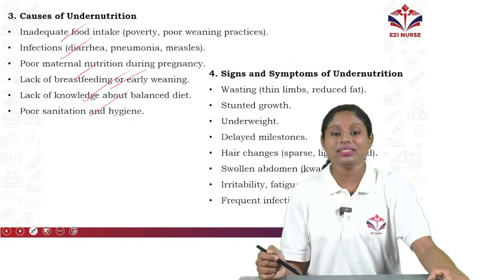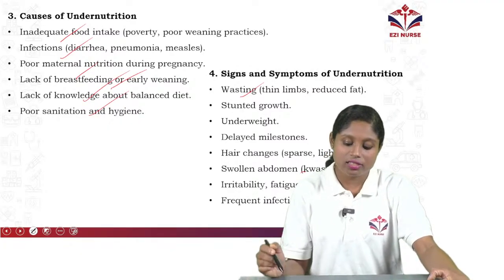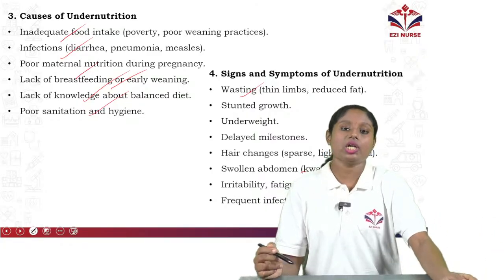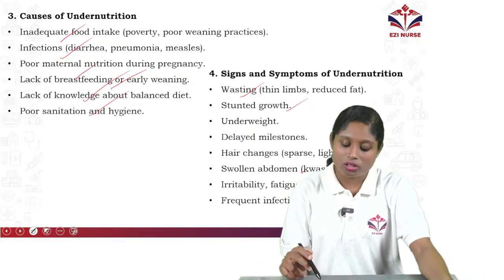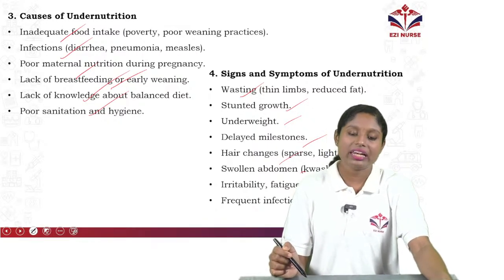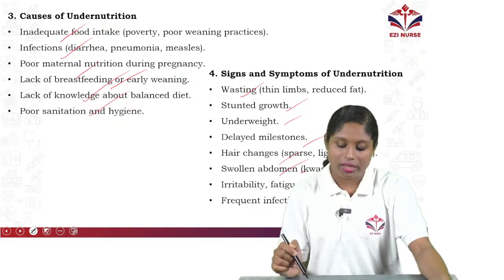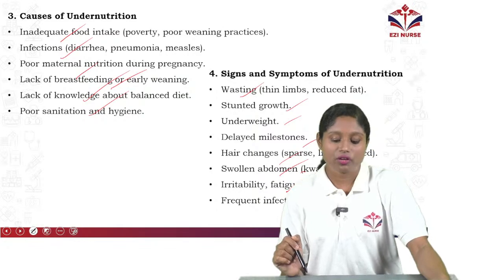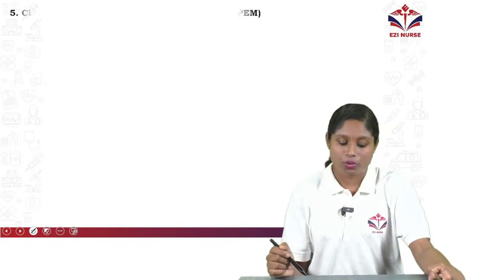Coming to the signs and symptoms of undernutrition: wasting, thin limbs, reduced fat, stunted growth, underweight, delayed milestones, hair changes, hair will be light colored, swollen abdomen like in the case of kwashiorkor, irritability and fatigue, frequent infection. So these are the signs of undernutrition.